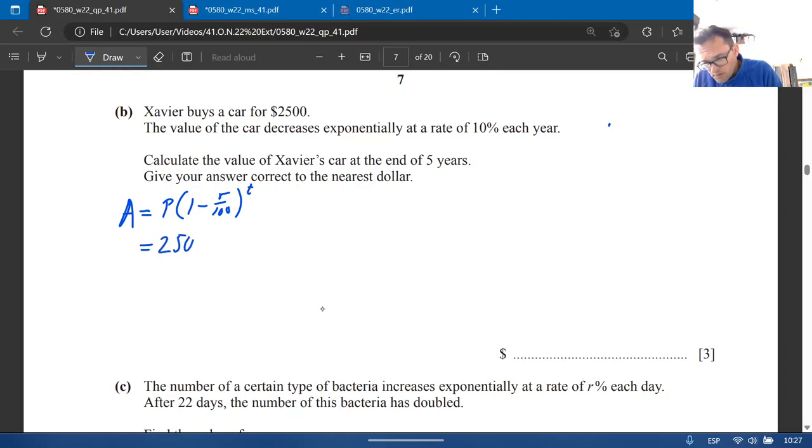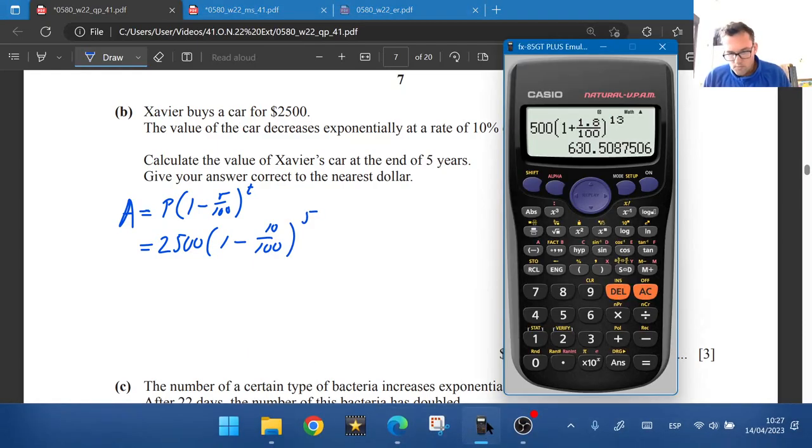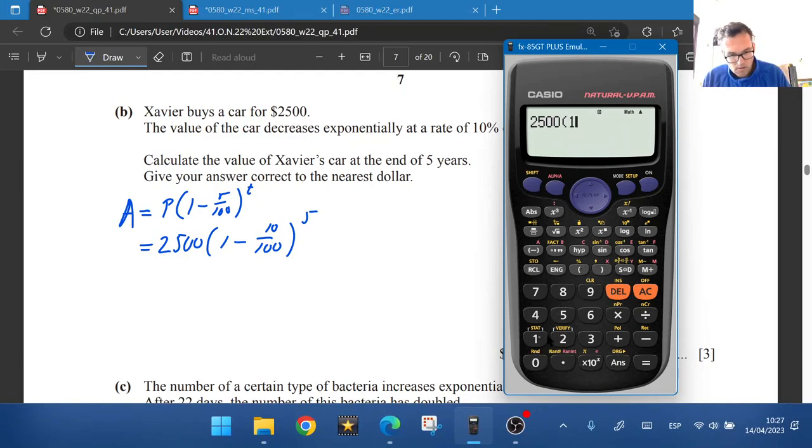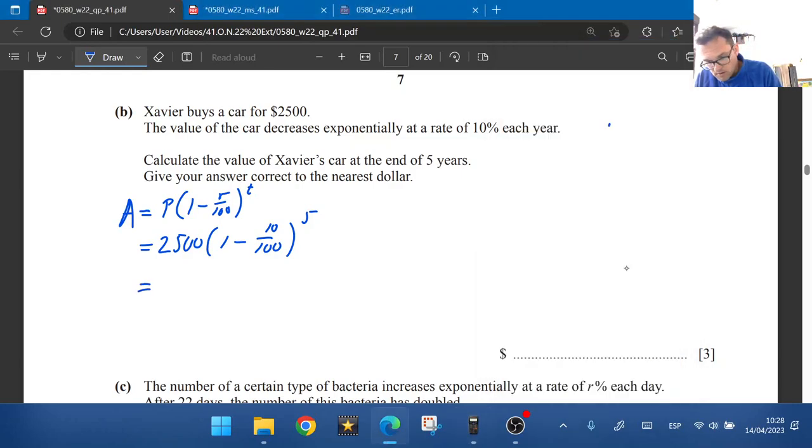So it's 25001 minus the rate being 10% in this case. 5 years again. So let's do that. Five years, 1476.23, rounded to the 2 decimal places. Okay, does it make sense? 5 years, 10% decrease. Do we want the amount? Or just how much decrease? We want the amount. So that is it.